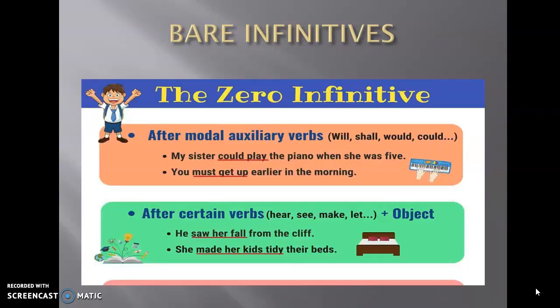Now, there is something called bare infinitives, also known as zero infinitives.